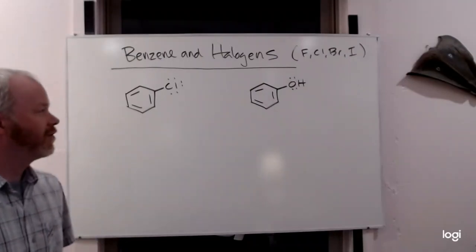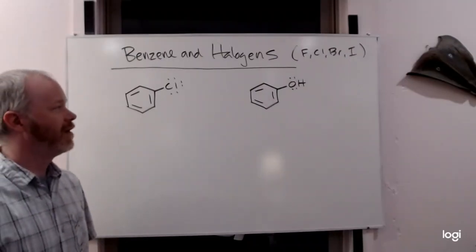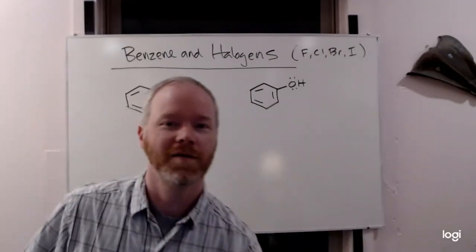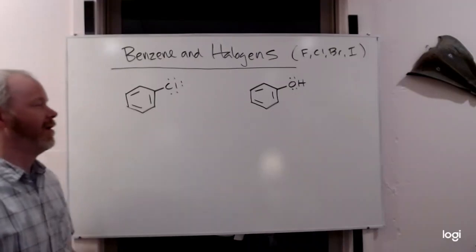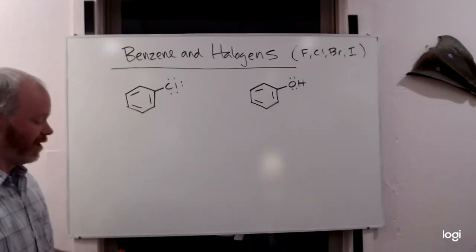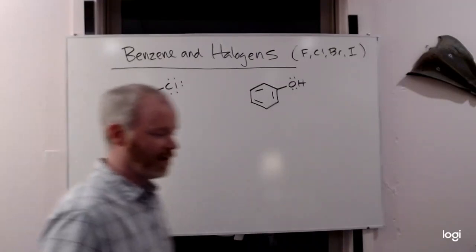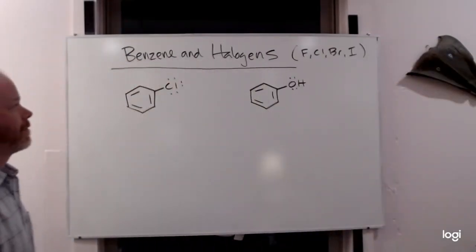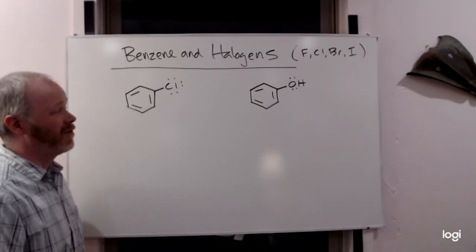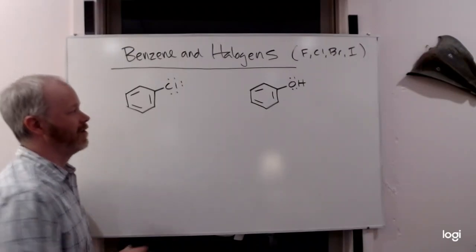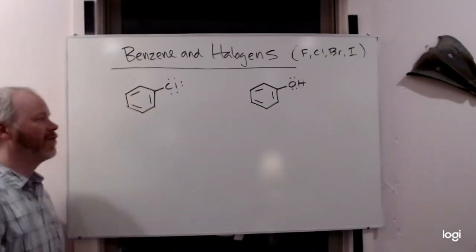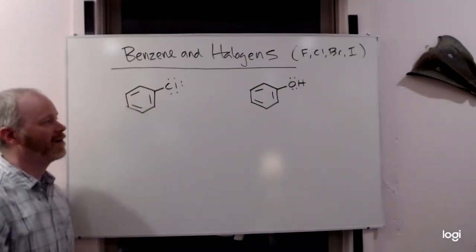So if you haven't watched the video about electron donating groups looking at phenol, do that first before you watch this one. And this will help continue that picture and our understanding a little bit better. In the electron donating group video, we talked about how if you have an atom next to the ring with a lone pair of electrons, that's a donating group. It can donate electrons via resonance.